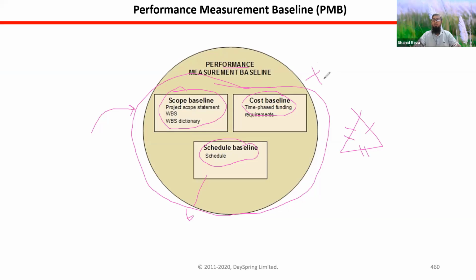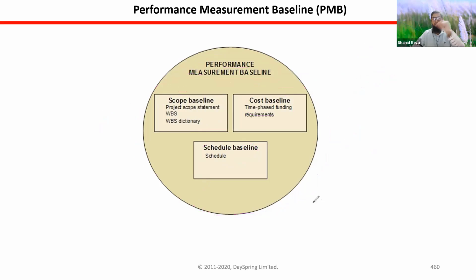All right. So the performance measurement baseline generally has 3 main baselines. With this, there can also be some KPIs or some other metrics that can be included here. That is known as the performance measurement baseline. But generally, these 3 are the mandatory part of the performance measurement baseline. All right, so we are done.